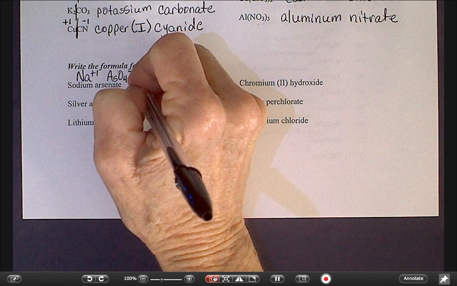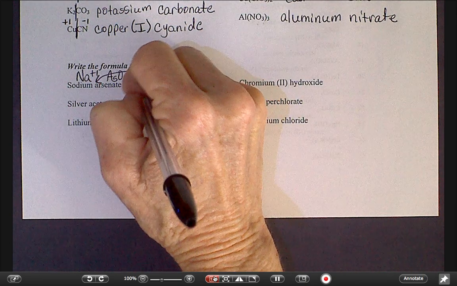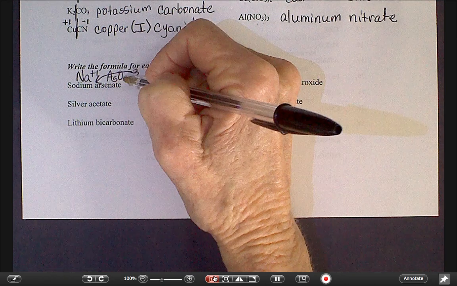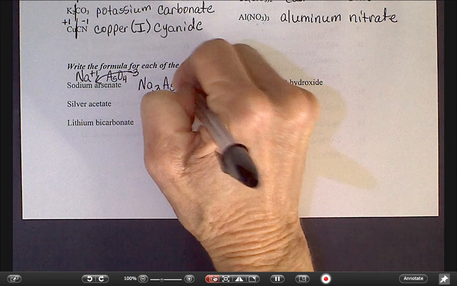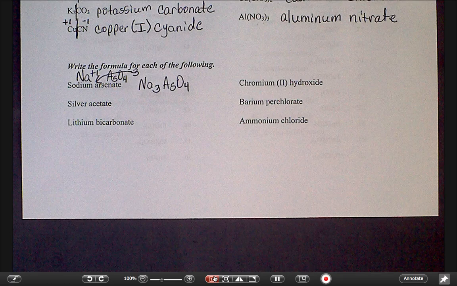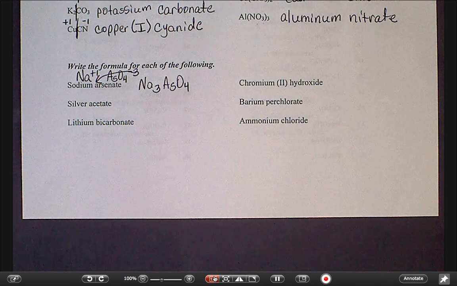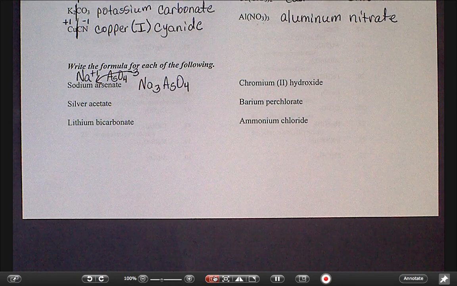Okay. It's not a 1-to-1, so we crisscross. Who gets the 3? Sodium. Na3, and then simply copy your formula. AsO4. You don't care what the polyatomic formula is, you're copying. You don't have to deal with anything about it except write it.